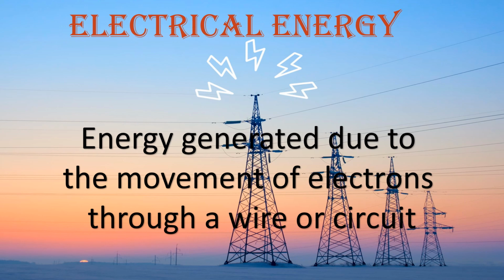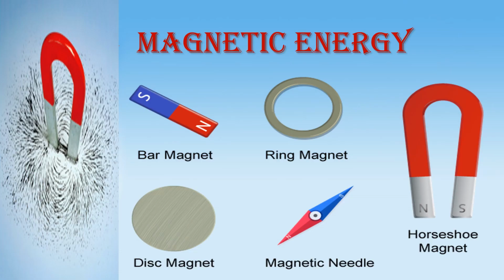What are the appliances we use with electrical energy? Light, fan, electric train, bike. These are all the appliances we use with the help of electrical energy. So the energy generated due to the movement of electrons through a wire or circuit is called electrical energy. And then we learnt about magnetic energy. So what is meant by magnetic energy?